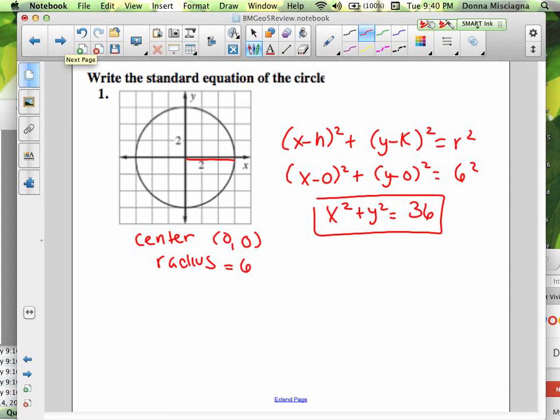So if the center of your circle is at the origin, (0, 0), then you're just going to have an x squared and a y squared, because subtracting 0 isn't going to change anything. All right, so there's our second problem.